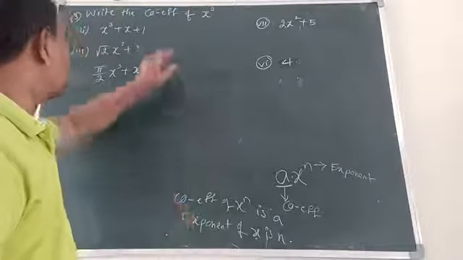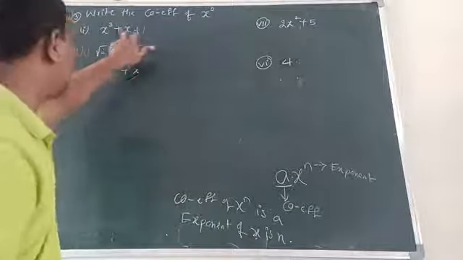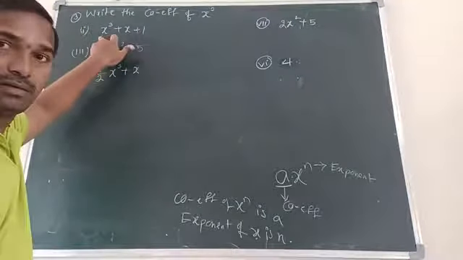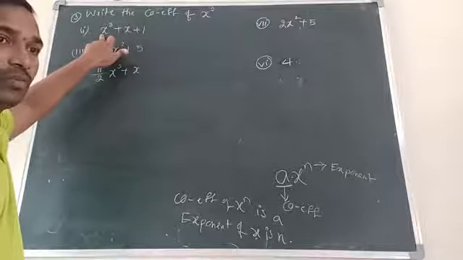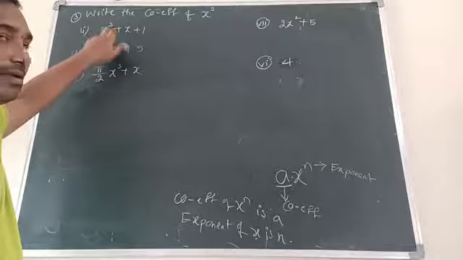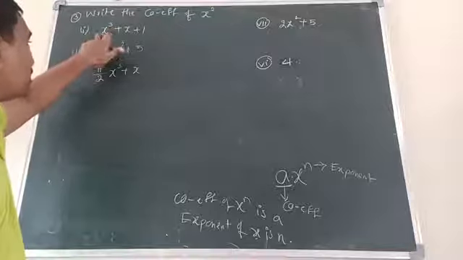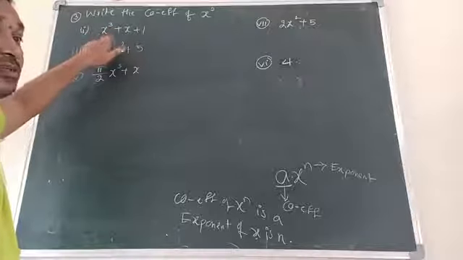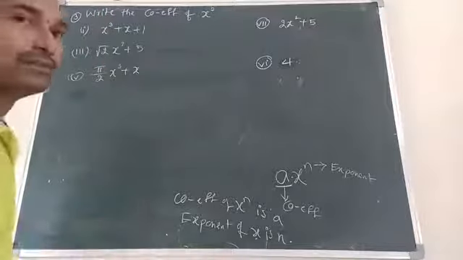Now see, here third one, write the coefficient of x cube. Here x cube term is there. What is the coefficient? 3 is the exponent, x power 3. This is power, exponent. How many x cubes are there? 1 x cube. So coefficient is 1.